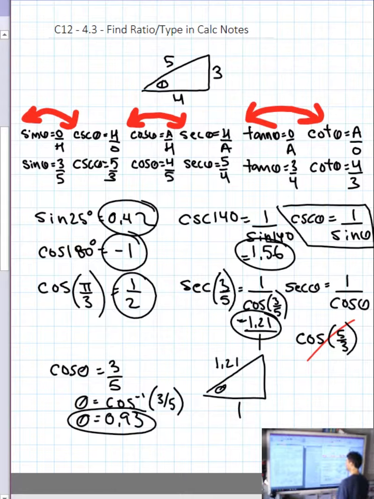I converted my calculator into radians because it said in radians, and that theta is an angle in radians. Feel free to convert it into degrees if you like. There's a whole bunch of other examples.